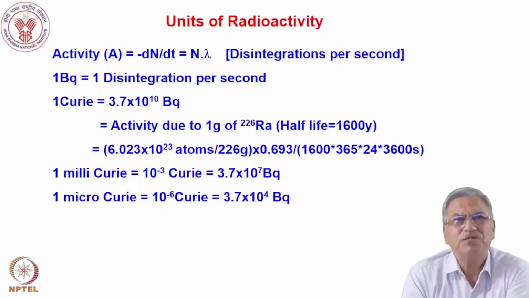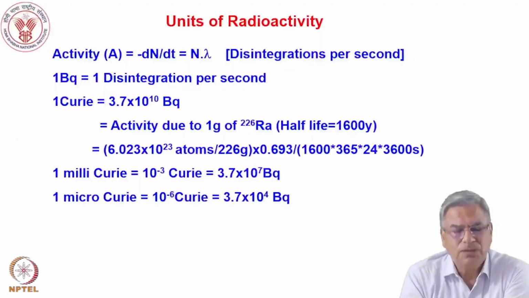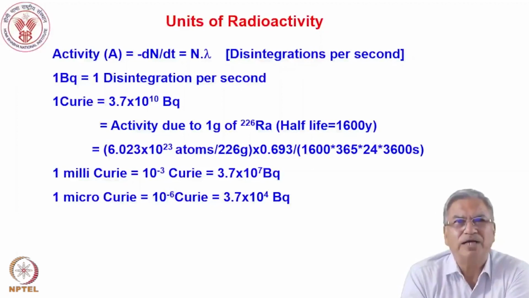So how does this number come about? This 3.7 times 10 power 10 becquerel actually is the activity due to 1 gram of radium-226. Radium was discovered by Madame Curie, and therefore the activity of 1 gram of radium-226 has been defined as 1 Curie. Now you can find out in terms of becquerels what will be equal to 1 Curie.